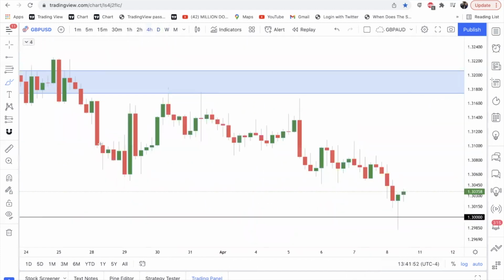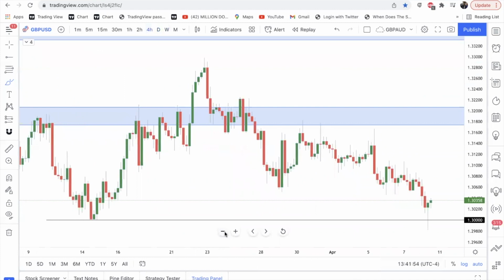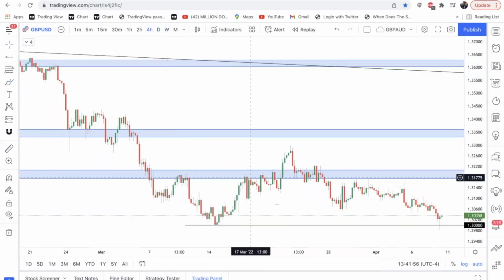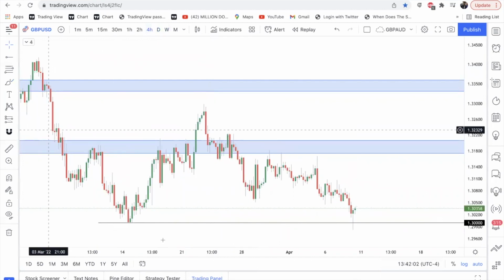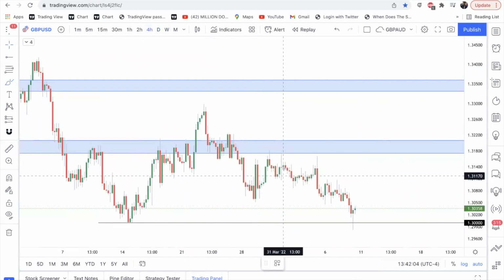So this was something that I sent out as well. You can check the free Telegram. If you're in VIP, you saw this as well. This was a signal that was given out as well. I was anticipating this pullback. We can see right here.